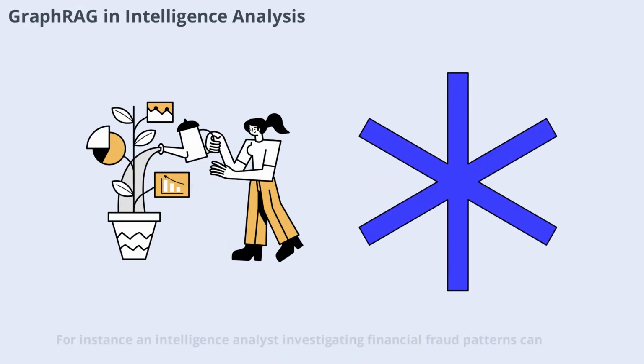For instance, an intelligence analyst investigating financial fraud patterns can use GraphRAG to traverse entity links across multiple files, mapping out a global network view of a fraud ring. This holistic perspective is impossible with vanilla vector RAG, which only finds isolated text fragments.